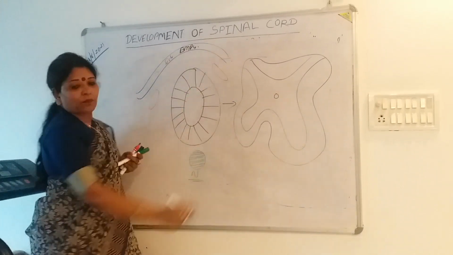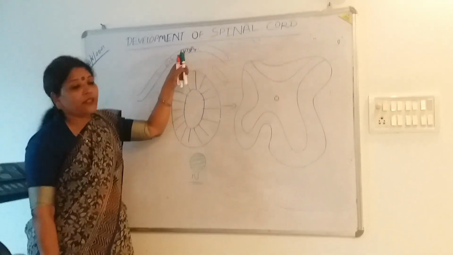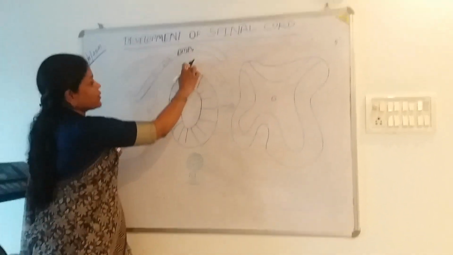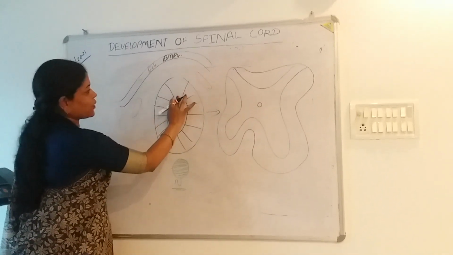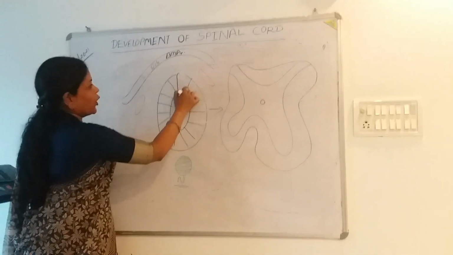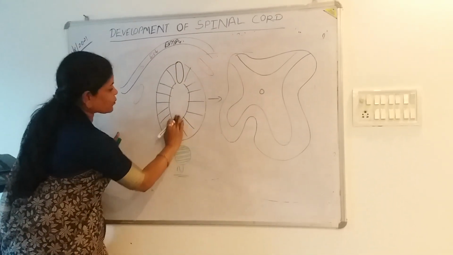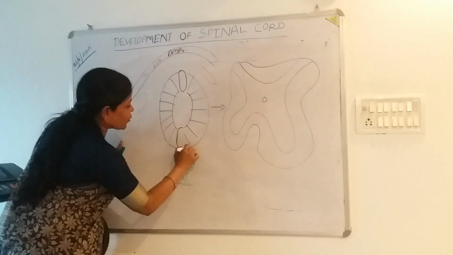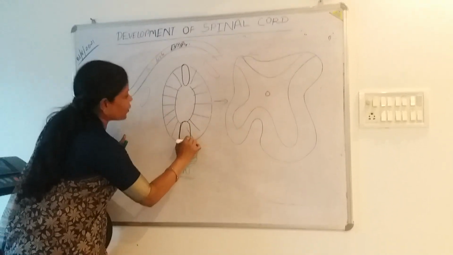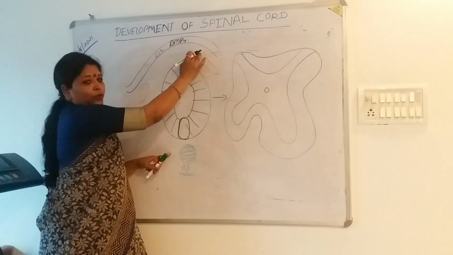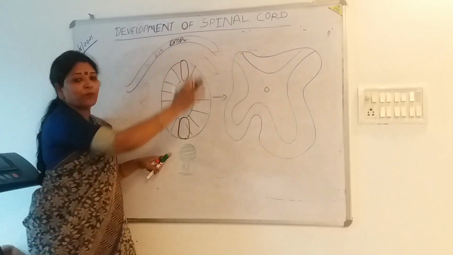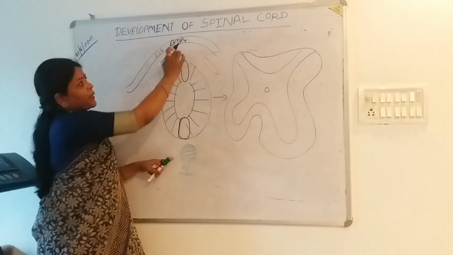BMP4 genes, molecules are present here in the roof plate. If this is the dorsal side of the neural tube, then this is the roof plate, and here it is the floor plate. So towards the roof plate, there is the surface ectoderm, which is expressing the gene BMP4, the primary.